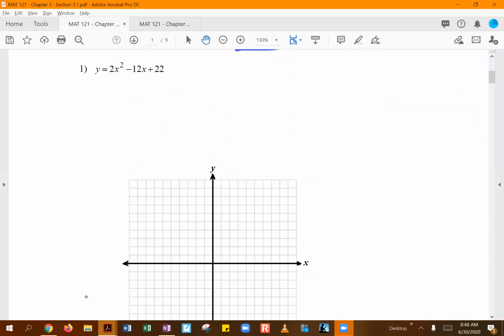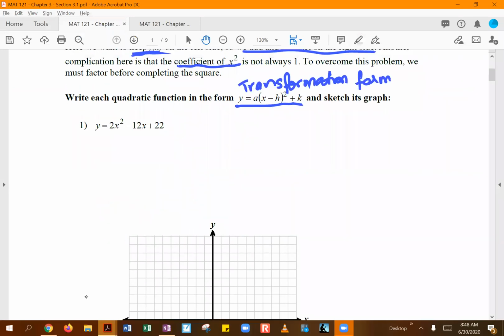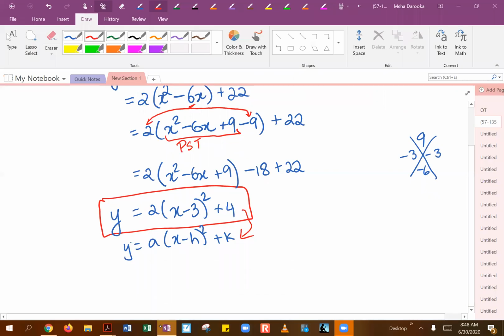Now, the other part they were asking us was to sketch its graph. Now remember, this is still transformation, so you can kind of think of that positive 4 at the end being our k value, which means our graph is moving 4 units up. The x minus 3 inside the parentheses, the 3 is the h value, and since it's x minus 3, that tells us 3 is a positive number, which means our graph is moving 3 units to the right. And of course, the positive 2 tells us we have a stretch of 2 units.